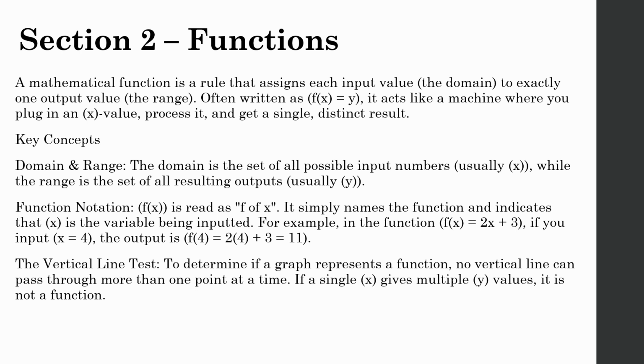The vertical line test. To determine if a graph represents a function, no vertical line can pass through more than one point at a time. If a single x gives multiple y values, then it is not a function. This means exactly when f of x is giving y as output, f of x will always give y as output. If not, it is not a function.